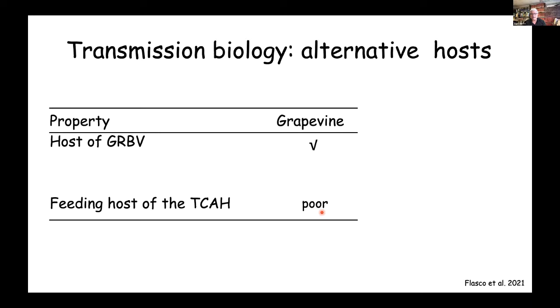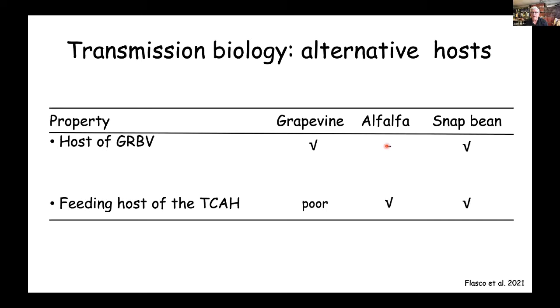It rather dies than survive and reproduce on grapes. And I will come back to that later. Then we took advantage of alfalfa because you might know that leguminous species are preferred feeding hosts and reproductive hosts of the 3-cornered alfalfa hopper. What is interesting, again, is that alfalfa is a fantastic feeding host, but is not a host of the virus. And we will come back to why alfalfa is important in our transmission assays.